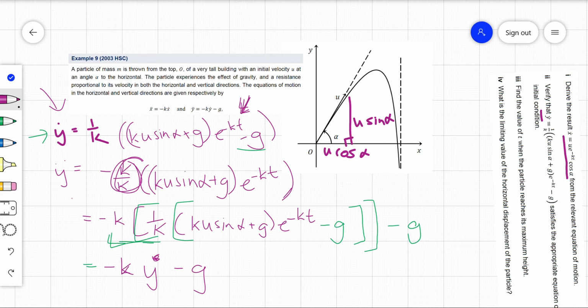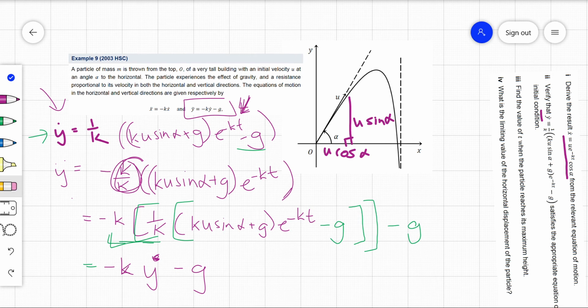You do know what you're heading for, so you can use that to help you. So that's all well and good. Does it satisfy the initial conditions? So that means, yeah, it's a solution. Does it satisfy the initial conditions? Well, let's check. Let t equal 0 for our y dot. What happens to our y dot when t equals 0?